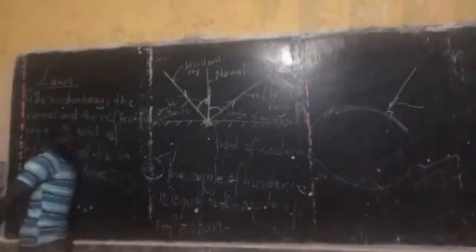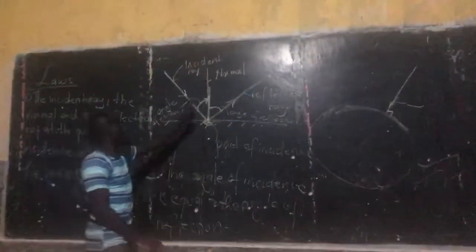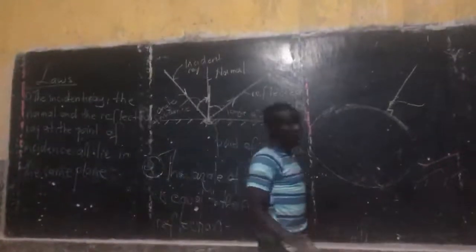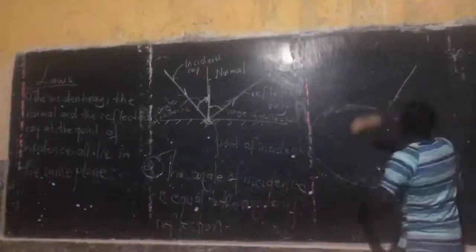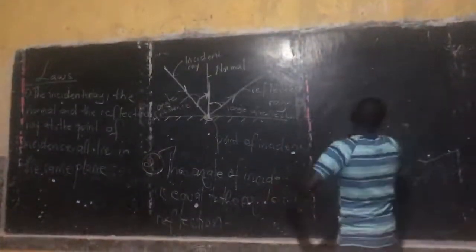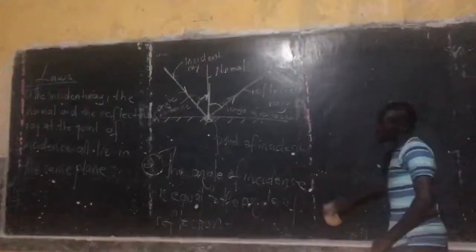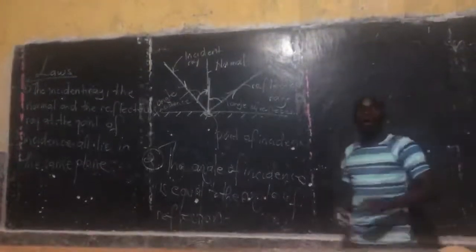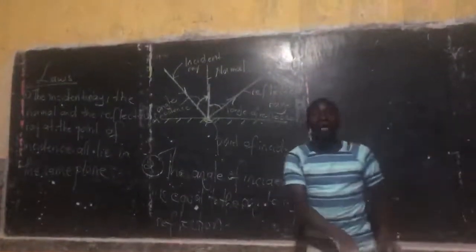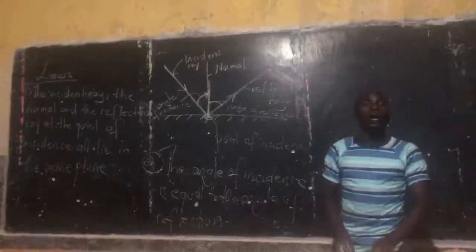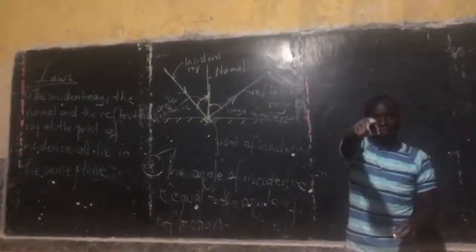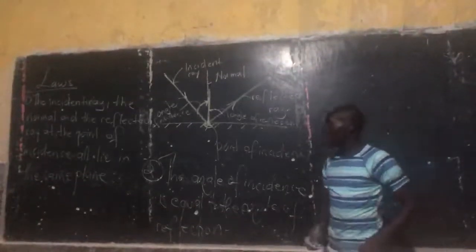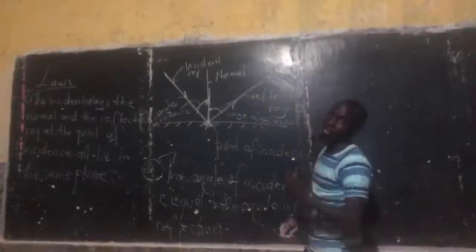So those are the laws of reflection. The angle of incidence and the angle of reflection are equal. The incident ray, the normal, and the reflected ray at the point of incidence all lie in the same plane.